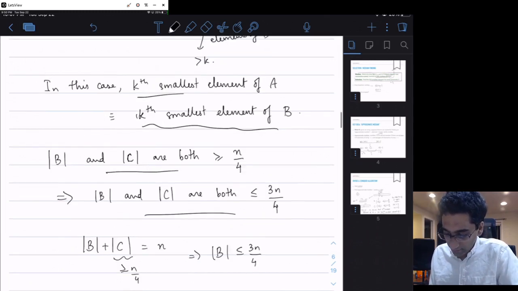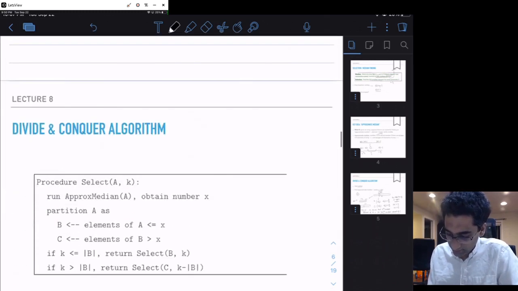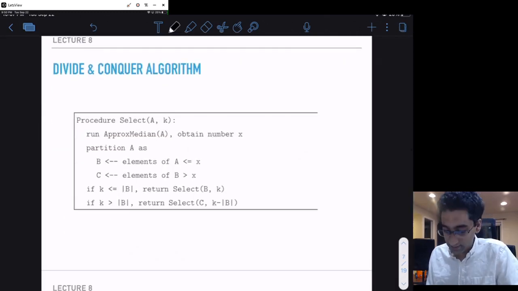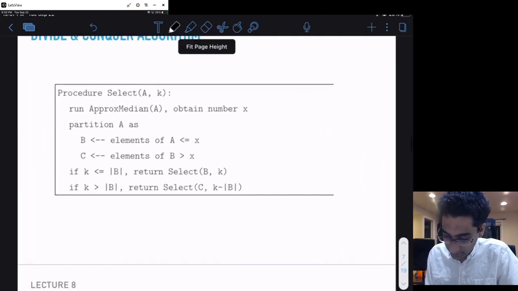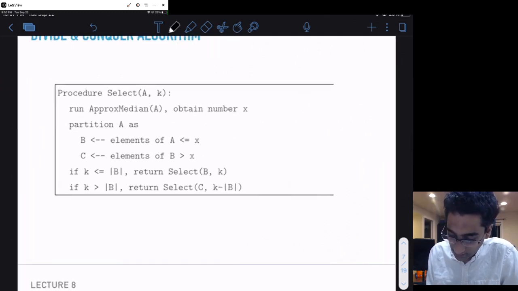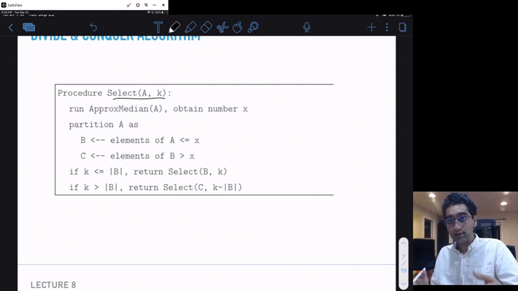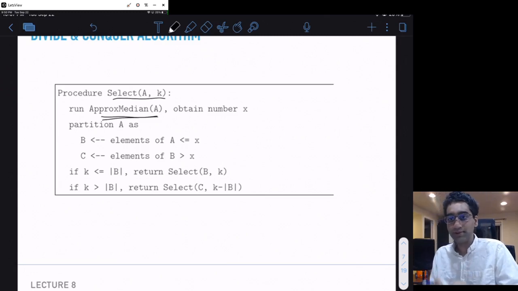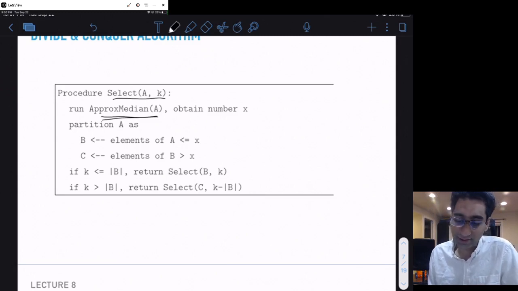Okay, so before we go there, let me recall the algorithm. It's a simple divide and conquer algorithm that we have at this point. I just wrote this out. The procedure is called select, and A is the array that you're given, and k is this thing. I am assuming that there is an oracle called approximate. How this oracle is implemented will be the subject of the next couple of videos. But for now, assume that there is some oracle that, given an array, gives you a number x, which is an approximate median.